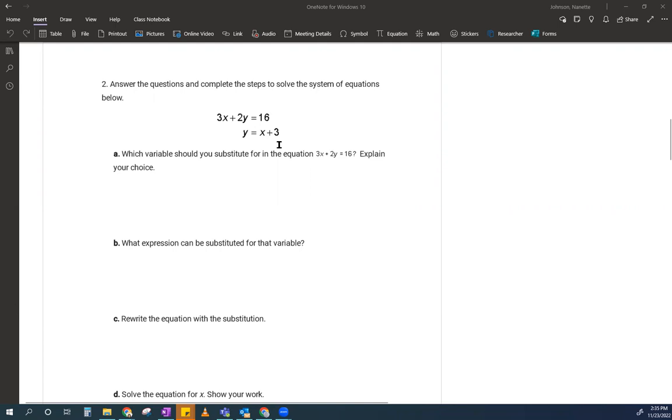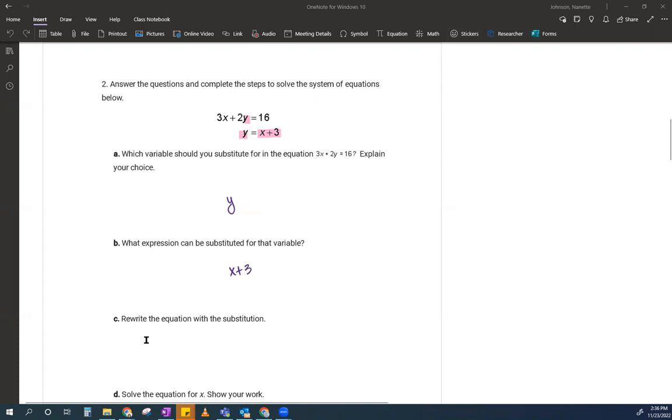So very good. I'm not going to solve. I'm going to substitute again, like I did before. I'm going to substitute all of this, X plus 3, in for Y. So whenever I see a Y, I'm going to write this instead, because they're equal. Okay, so I'm going to copy that equation. So that's going to be my Y. Okay, so here, what expression can be substituted for that variable? And this one's going to be X plus 3. And the reason why is because these two are equal. And see, it says it right there. They're equal. Okay, very good.